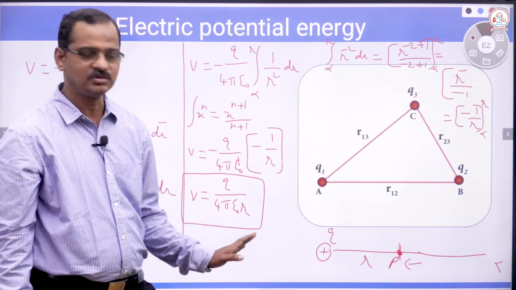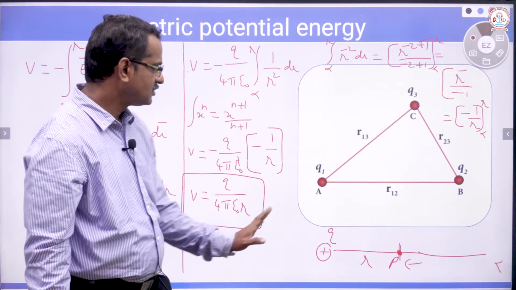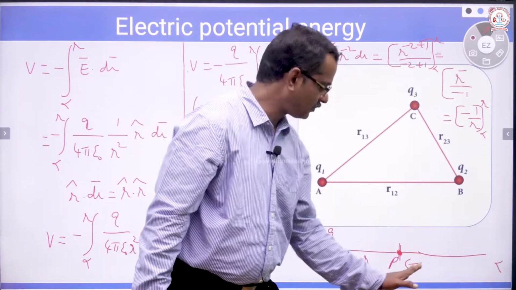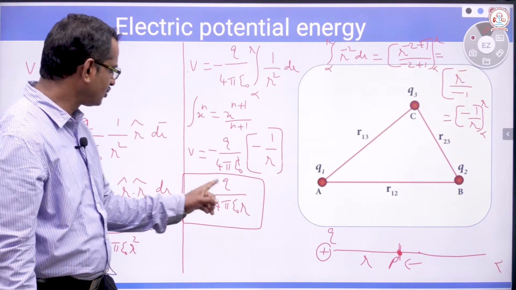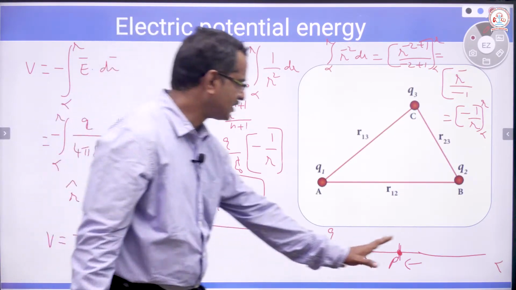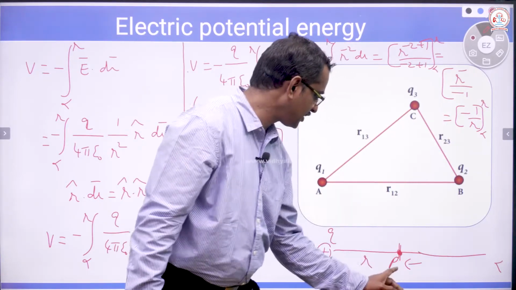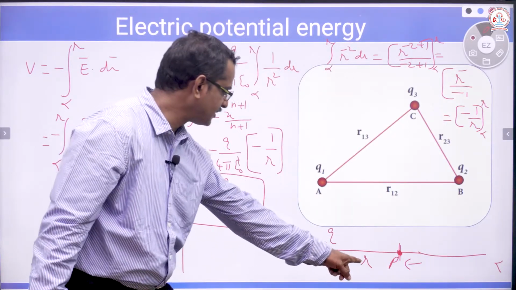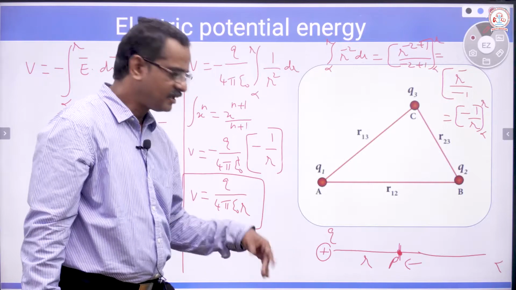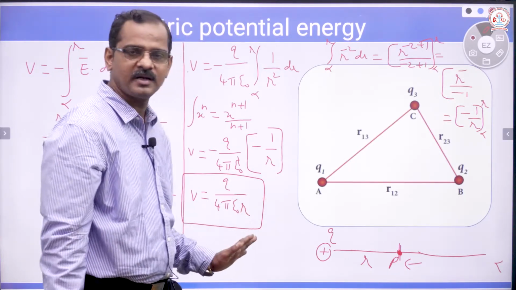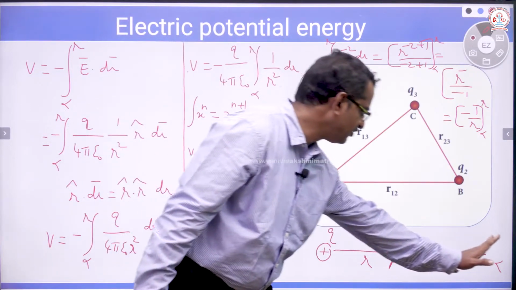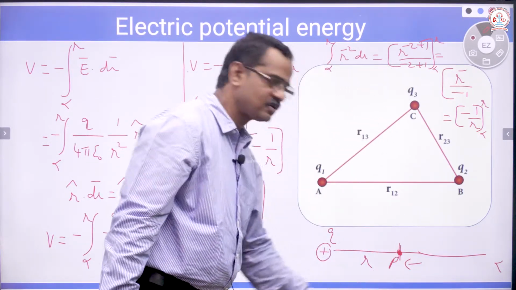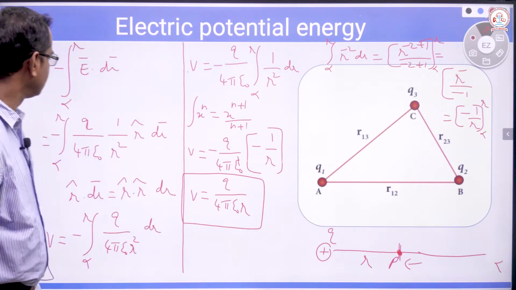This is the amount of work done in moving charge from infinity to the point P, which is at a distance r. V equal to Q by 4 pi epsilon naught r is the electric potential at the point P, which is at a distance r from here. Or in other words, this is the amount of work done in moving unit positive charge from infinity to the point P, which is at a distance r from plus Q.